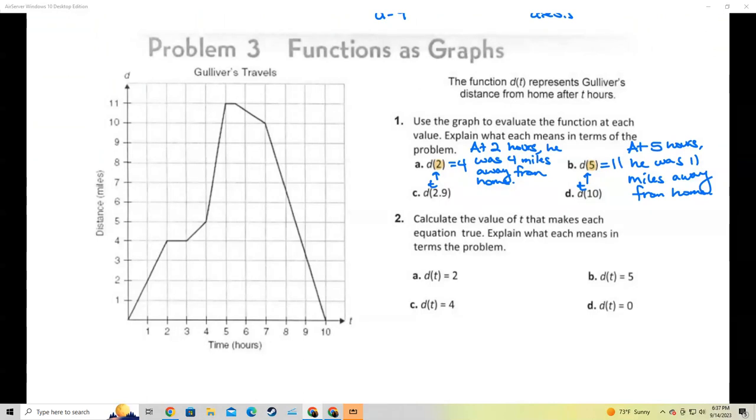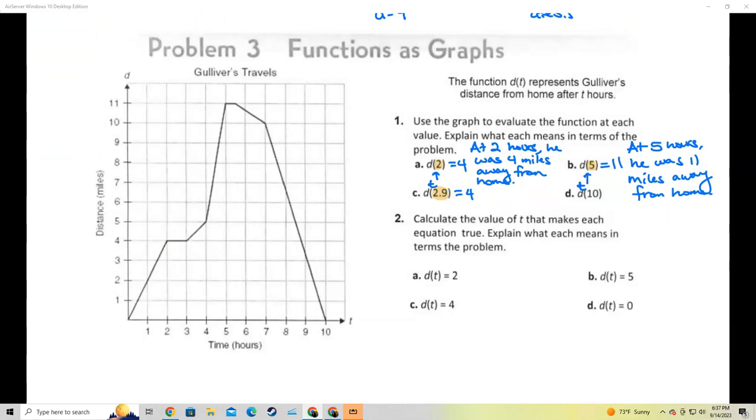All right, let's take a look at d of 2.9. I know 2.9 is on the inside. That makes it a t value. Your t's are right here, and I want the t of 2.9, which would be somewhere around here. I'm going to go up, up, up, up, up until I hit the graph. And it looks like it's hitting exactly at 4. So I know that d of 2.9 equals 4. Again, as a sentence, you would say at 2.9 hours, Gulliver was 4 miles away from home.